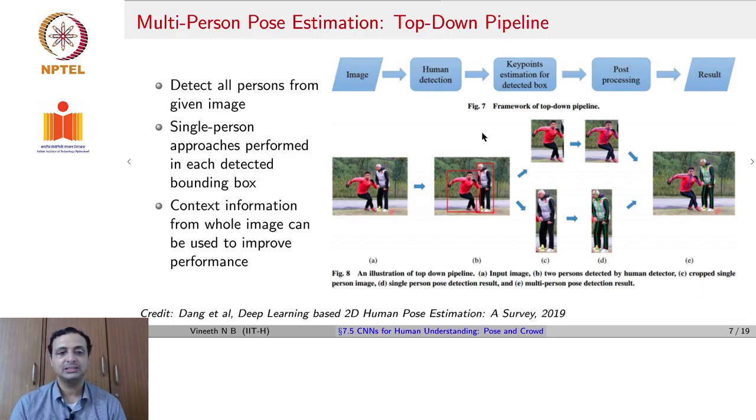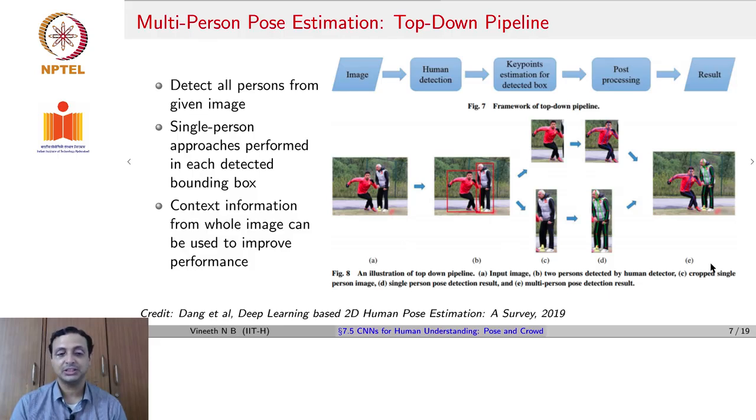In this particular case, we'd like to detect the poses of all persons in the given image. So we first of all start by detecting all people in the given image. Then for each bounding box of the people detected, you run a single pose estimation approach that we just saw on the previous slides. You could help refine the pose estimates using some global context information if you like.